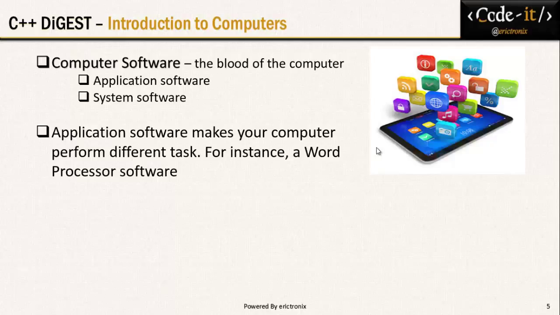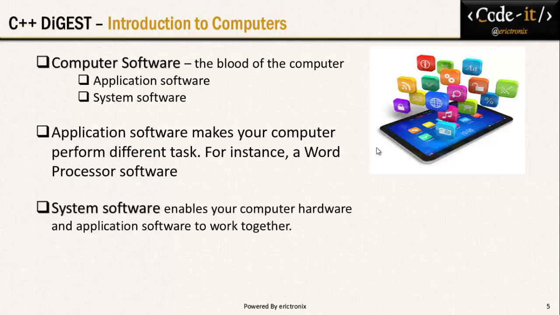Application software makes your computer perform different tasks. For instance, a word processor software turns your PC into a document processing device. A media player software turns your computer into a video or music box, and so on. So, with application software, we are able to turn the computer into whatever we want. So think of the computer as a magical device which can be turned into any other device just by using application software. As usual, this analogy sounds creepy, but it works.